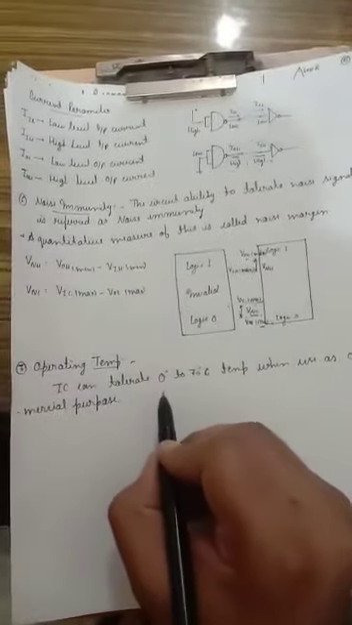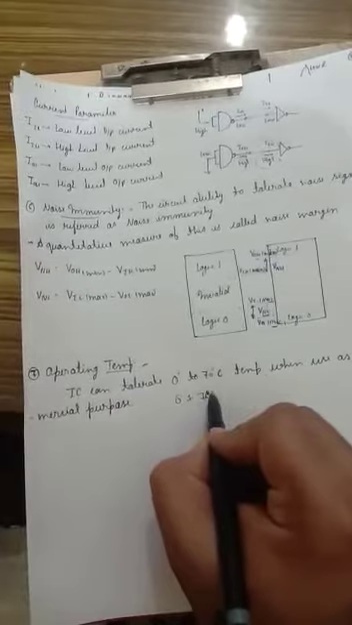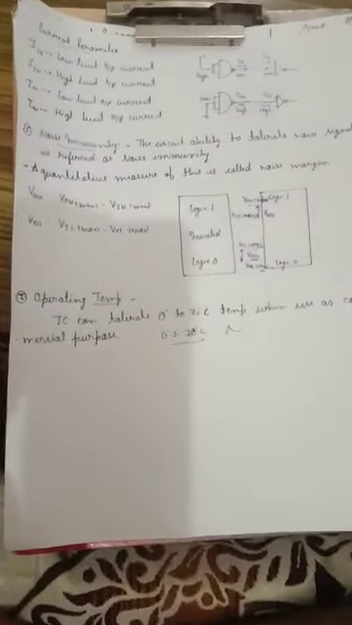Next is operating temperature. Operating temperature means generally ICs operate from 0 to 70 degrees centigrade for commercial purposes. If we increase the temperature above this, the IC could be damaged. It means the maximum operating temperature range of the IC is 0 to 70 degrees centigrade. Now these are the characteristics of digital logic families. We will discuss the next topic in the next lecture. Thank you.